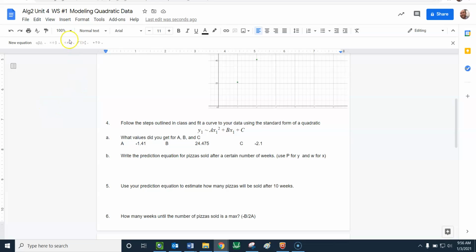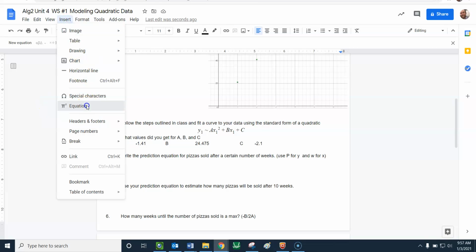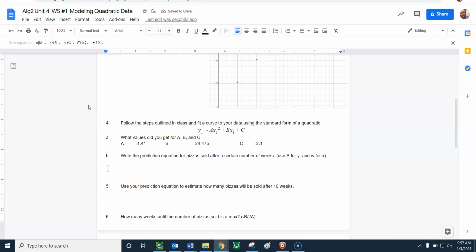So to make this happen and look pretty, I'm going to insert an equation, and I'm going to put P equals. Okay, next would be A, so that's negative 1.41 times X squared. Well, X for us was W, so W squared, plus B, 24.475 W, plus C, but C was minus 2.1, so I'm going to put minus 2.1. There's our equation.